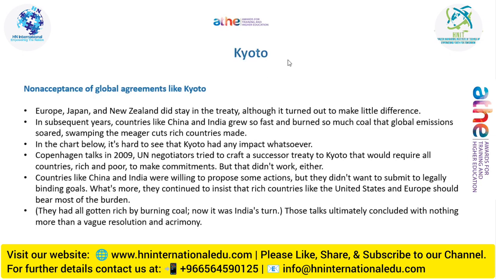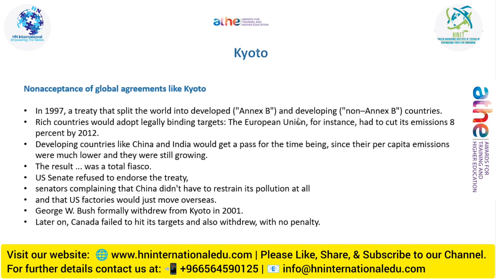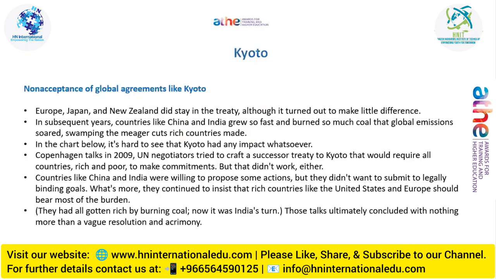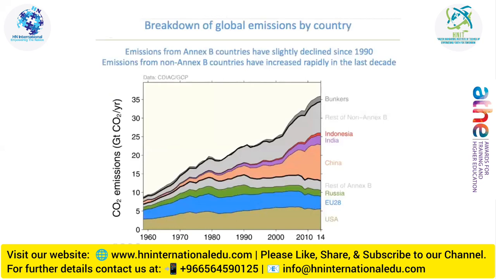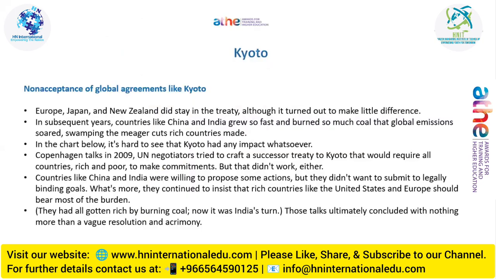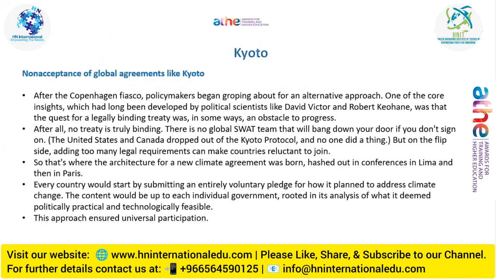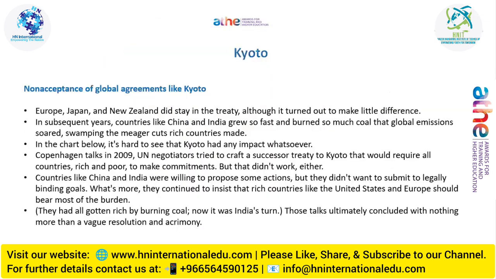So what happened was that countries like China and India, even though they were increasing, like we have seen over here, were saying that the USA and other European countries are much more developed than us. So that is why they should take the burden, and we should not. They had all gotten rich by burning coal. Now it was India's turn. Those talks ultimately concluded with nothing more than a vague resolution. So what was happening was that everyone was trying to put the blame on each other. So basically at the end, nothing happened. It was all just a waste. And the earth kept on polluting, and these companies kept on polluting the environment.